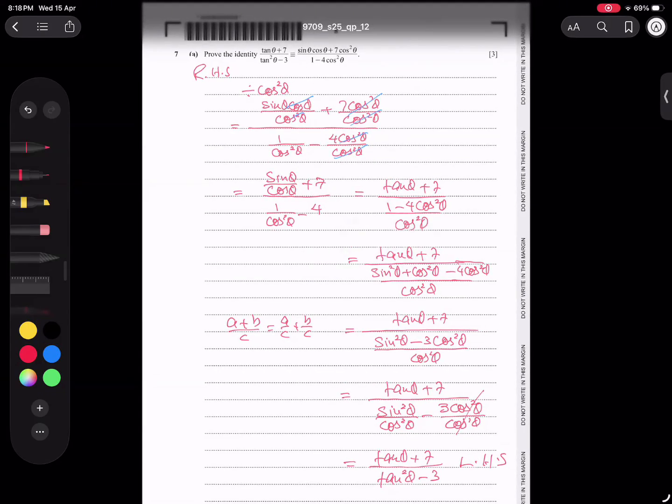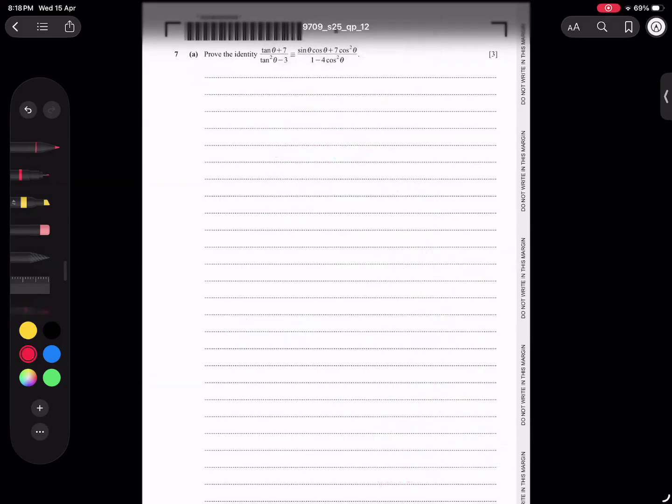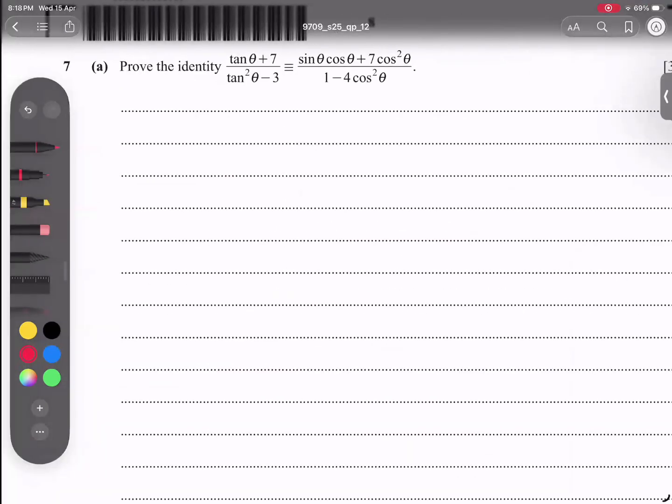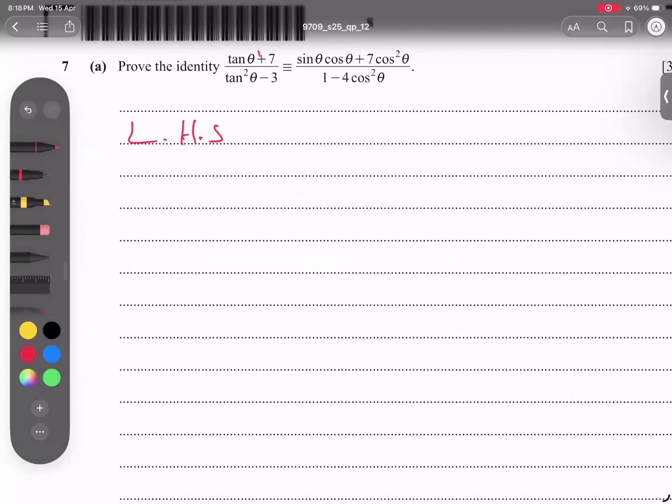And I'm going to do way number 2. Now I'm going from the left hand side. What is the tan value, students? All of you know tan value is sine over cos. So sine over cos plus 7. And what is down? This tan square is basically sine square over cos square, and minus 3. We will take the LCM up and down.